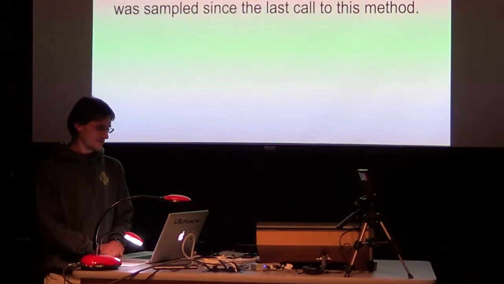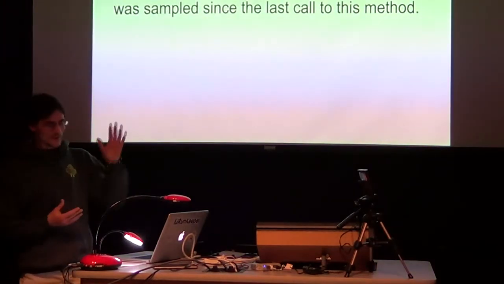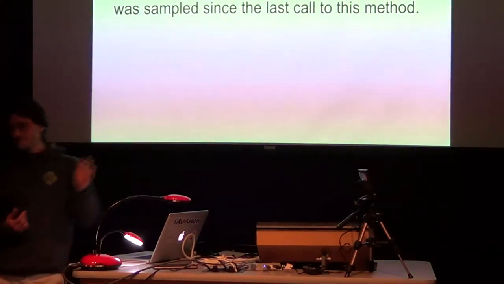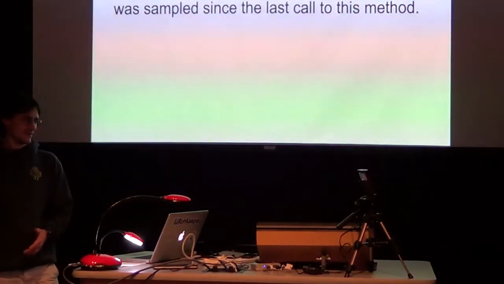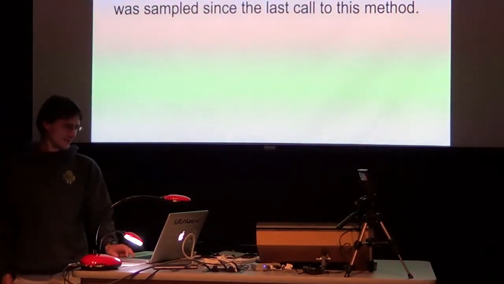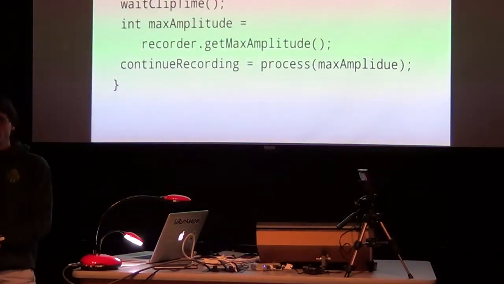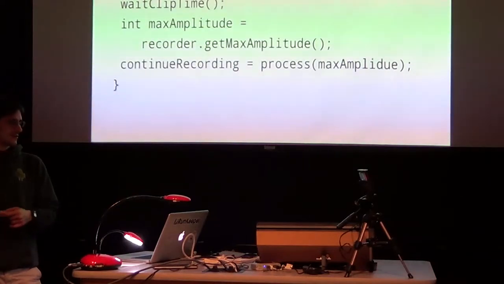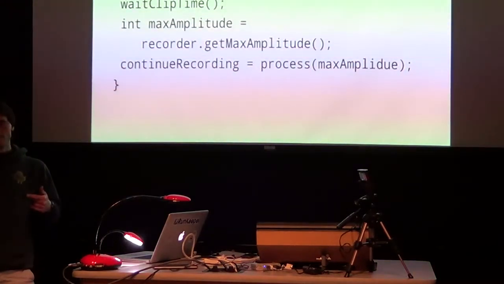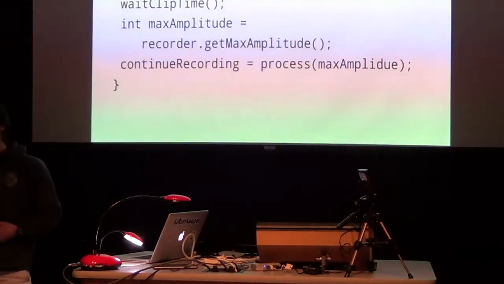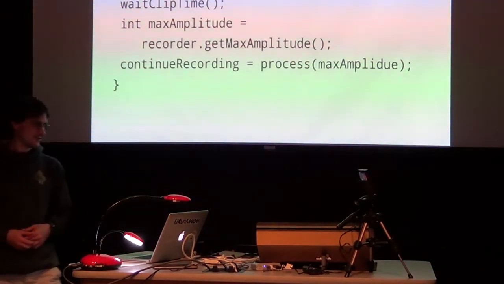To do that, Android provides an object called a media recorder. There's one method that apps can call, and it gets the max amplitude since the last time it was called. So you set up a loop. You create your media recorder, then you start looping: you wait, you get the max amplitude, you process it, and you check to see if the volume is high enough to be considered a clap. And you keep looping. It's very, very simple to implement.